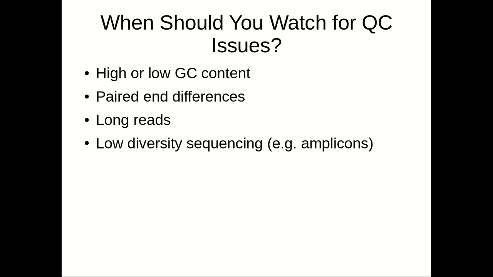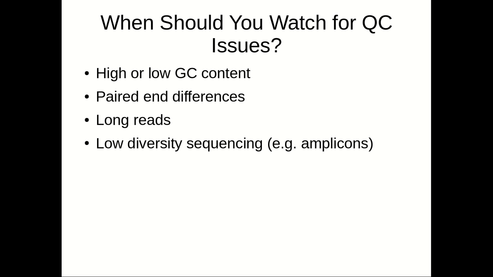So what are situations where you should really be particularly concerned about quality control? Something that you really have to keep an eye on. So, high or low GC content. This comes back to the idea that enzymes and other steps in the process have different affinities. Well, they don't deal that well with unusual GC content, either regions or genomes. So if you're looking at regions that have high or low GC content, or you're looking at a genome that has unusual GC content, you should really watch out for those kinds of issues.